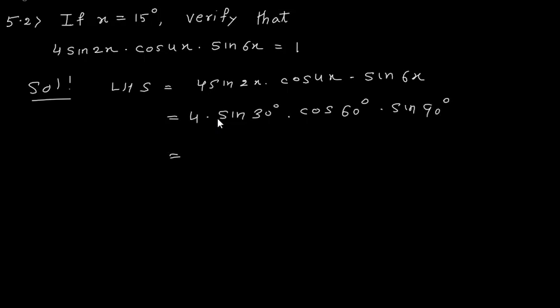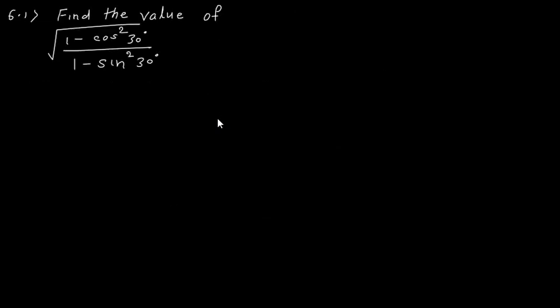Now put the values. 4 into sin 30 degree is 1 upon 2, cos 60 degree is 1 upon 2, and sin 90 degree is 1. Now in the denominator we have 4 and in the numerator we have 4, they will cancel, and finally we have answer 1, which is right hand side. So 4 times sin 2x cos 4x sin 6x is equals to 1. Now let us move to the next question.